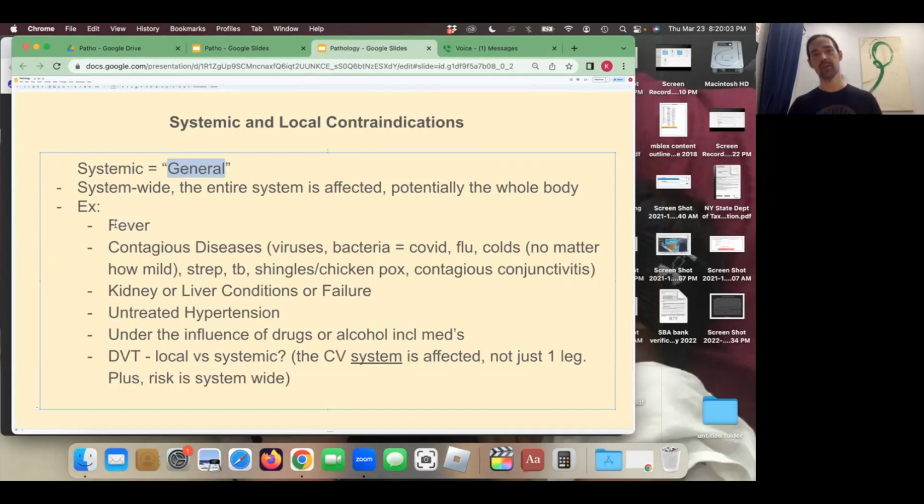Systemic in general can be synonymous, or can mean system-wide, one system at a time. So fever, for sure, a systemic contraindication. No massage when somebody has a fever. Why do they have a fever? Do they have something contagious? You don't want them in your clinic. Or perhaps they have a fever and they're so inflamed and their body cannot regulate its temperature.